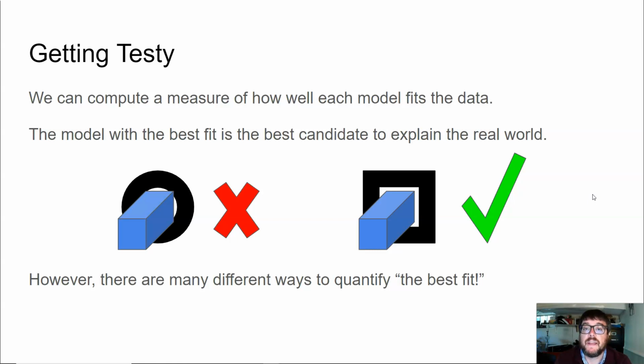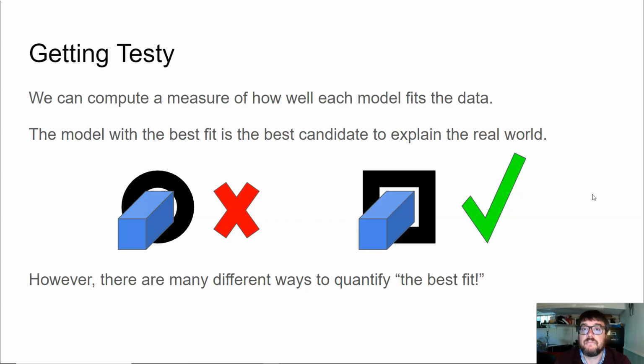So if the blue peg is the data, then the circular model on the left is not a good fit for the data, but the square one on the right is a good fit. So we would say that since that one is a better fit, it's a better candidate for explaining the real-world process that led to the data that we collected in the form of a blue peg.